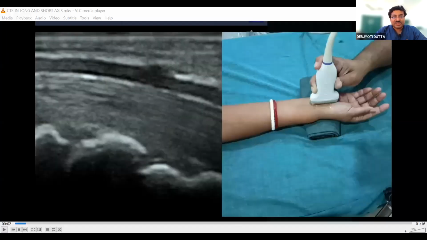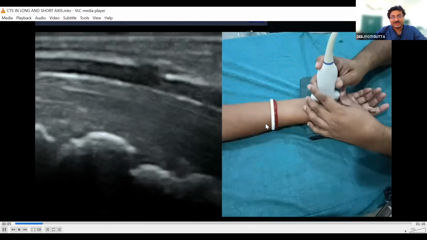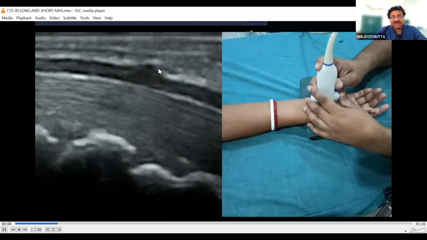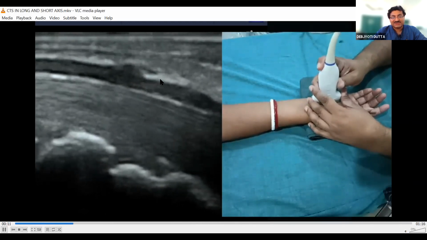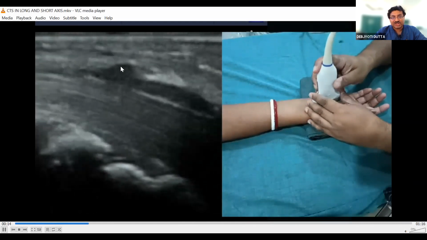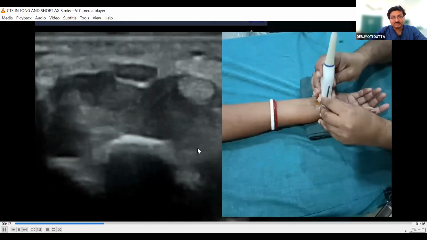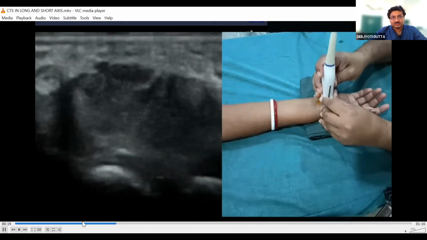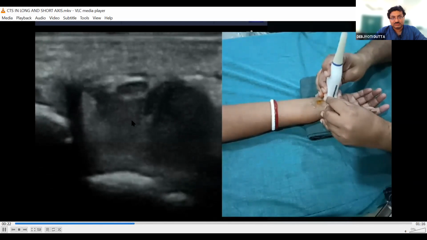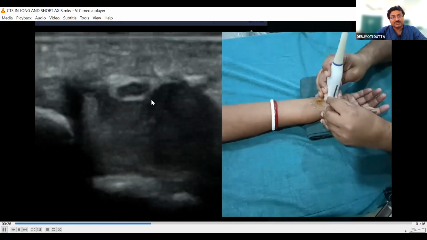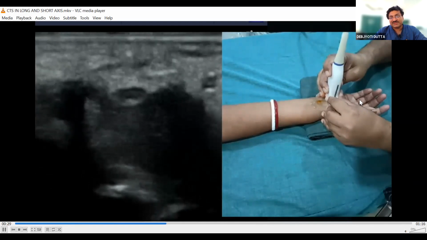So more or less that was the CTS. When there is disease, I have not shown you this condition. This is the long axis, and in some patients the nerve is more compressed. See here, there is the dilatation. This is the stenosis part and this is the prestenotic dilatation of the nerve. So that is the median nerve and the CTS injection.